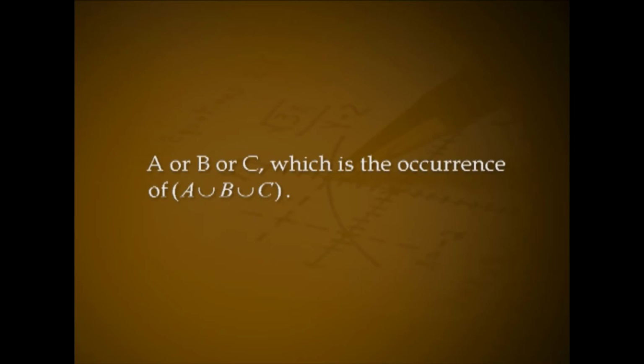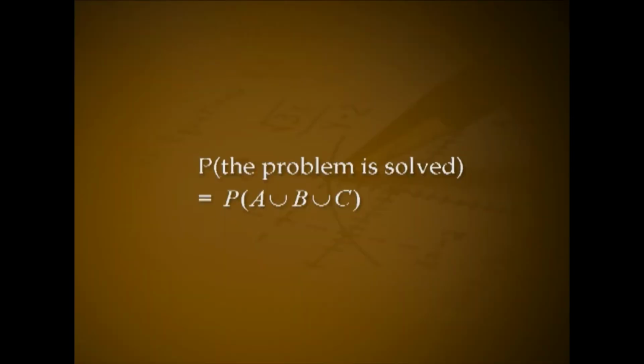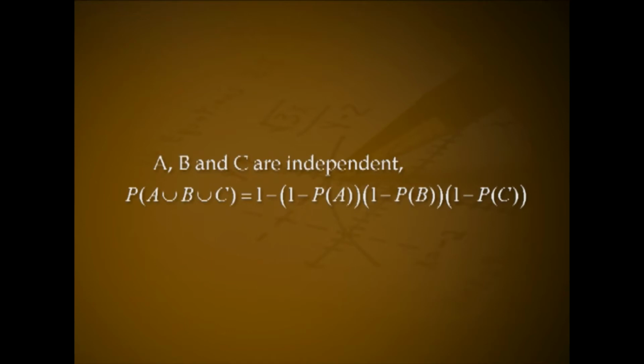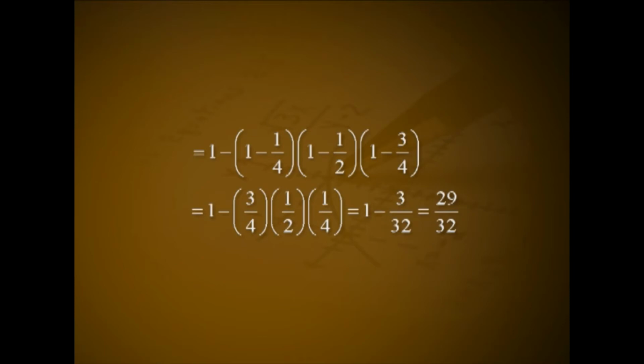The event of the problem is solved occurs when the problem is solved by any of A, B and C. That is, the occurrence of the event the problem is solved is equivalent to the occurrence of A or B or C, which is the occurrence of A union B union C. Hence, P of the problem is solved equal to probability of A union B union C. Since A, B and C are independent, P of A union B union C equal to 1 minus P of A into 1 minus P of B into 1 minus P of C. This implies the required probability is 1 minus of 1 minus 1 by 4 into 1 minus 1 by 2 into 1 minus 3 by 4, that is equal to 1 minus 3 by 4 into 1 by 2 into 1 by 4, that is equal to 1 minus 3 by 32, that is equal to 29 divided by 32.